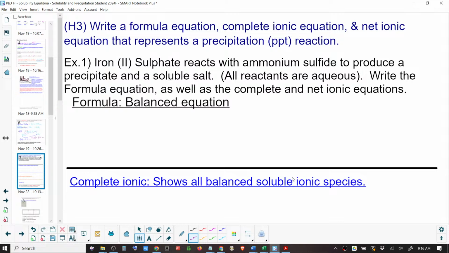Iron 2 sulfate. Ammonium is NH4. Yep. But then again, I shouldn't tell you. I should make you look it up in your data table, so you get used to your data table.